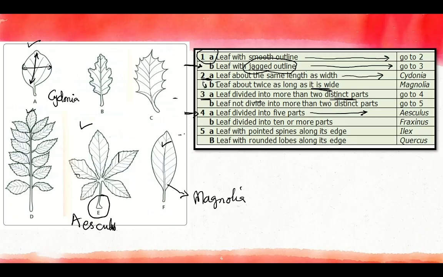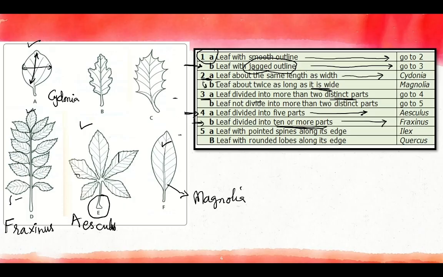Point number 4B says, leaf is divided into 10 or more parts. If it is divided into 10 or more parts, that name will be Fraxinus. So it means that D is identified as Fraxinus. Okay. Now we have identified 4 leaves and we are left with B and C.